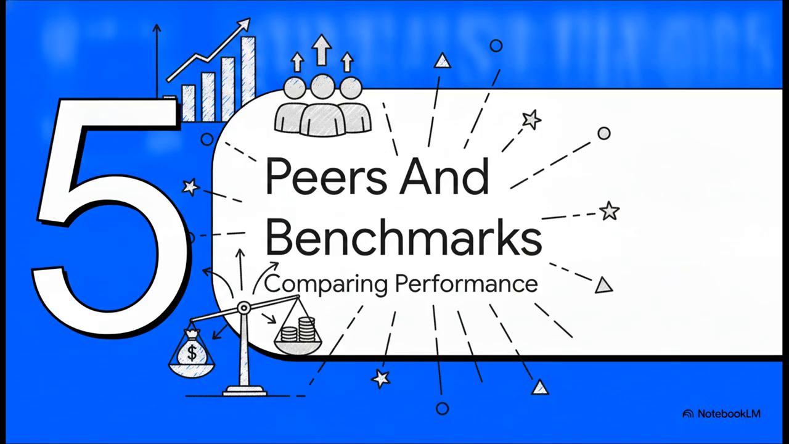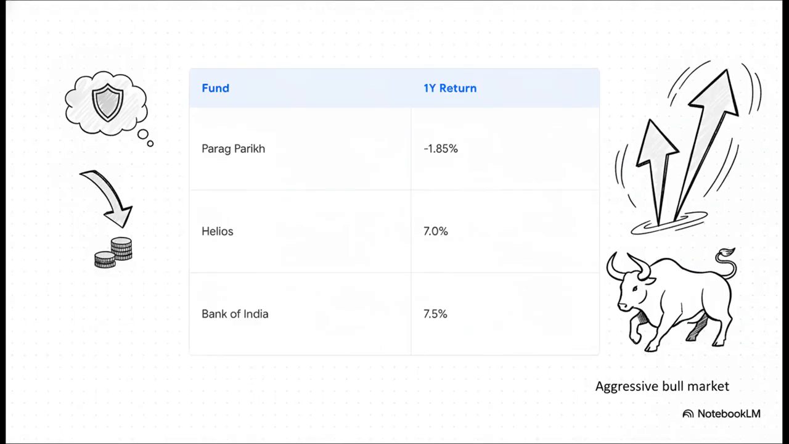Section 5. Comparing peers and benchmarks. Let's take a look at recent short-term performance. On a one-year basis, Parag Parikh has occasionally lagged. For instance, looking at recent data, it sat at negative 1.85%, while some pretty aggressive peers like Helios and Bank of India pushed 7 to 7.5%. Why? Well, it's because of that exact cash buffer and strict value discipline we just discussed. In a highly momentum-driven, aggressive bull market, Parag Parikh's sheer refusal to chase overvalued stocks means it will sometimes underperform those high-beta peers in the short term.